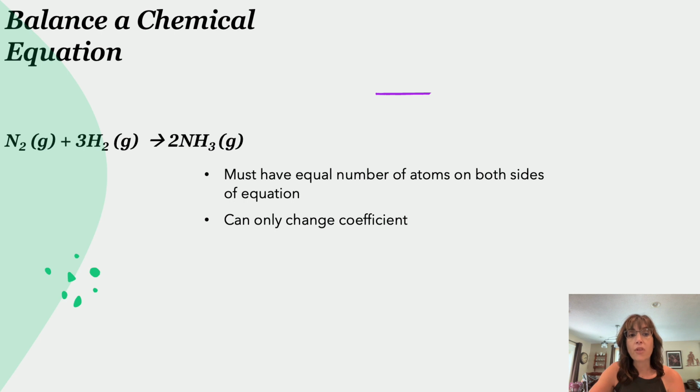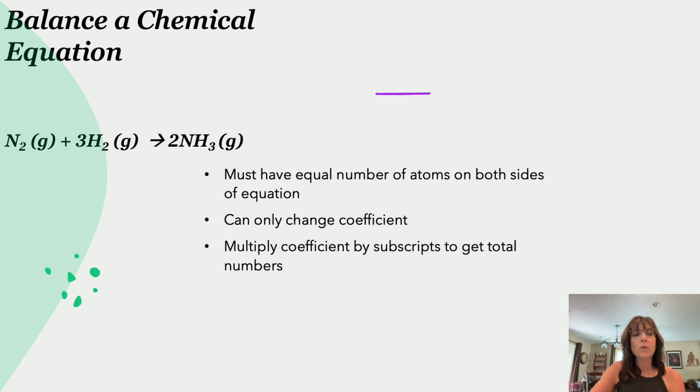So notice there's a 3 in front of H2 and a 2 in front of NH3. This equation requires 1 nitrogen molecule, 3 hydrogen molecules, and it makes 2 ammonia molecules. But you cannot change the formula. Multiply the coefficients by subscripts to get the total numbers. For example, 3H2. How many H's do you have? 3 times 2 is 6. 2NH3, recall that the 2 affects everything in the formula. You have 2 nitrogens and 6 hydrogens.